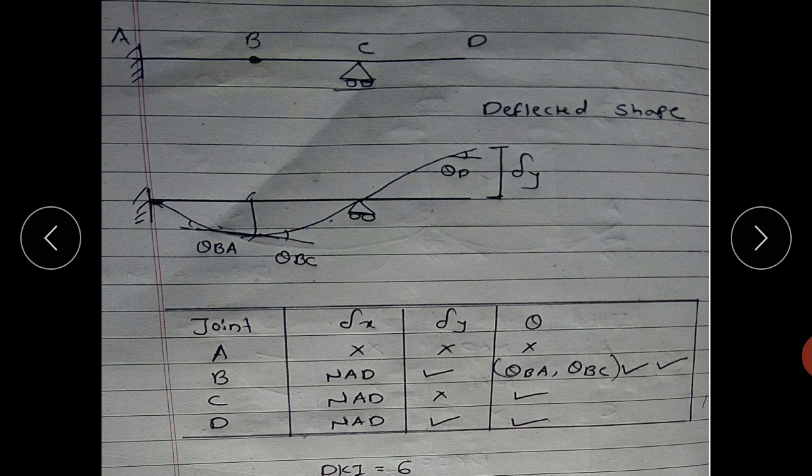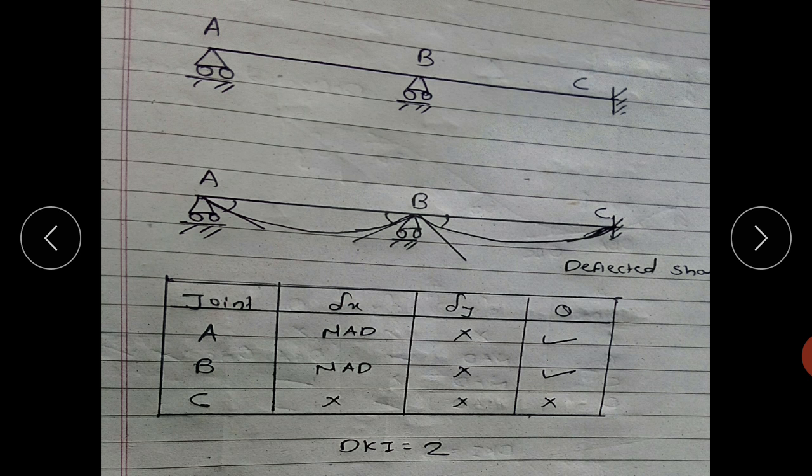At C, if we neglect deflection in x direction, there will not be any delta y. Delta x is also 0 as we are neglecting it, but there is a rotation at the support here. Similarly for this point D, there will be a delta y and rotation. And again at the free end, we know that there is a horizontal displacement, but we are neglecting it in this case, so total DKI is 6.